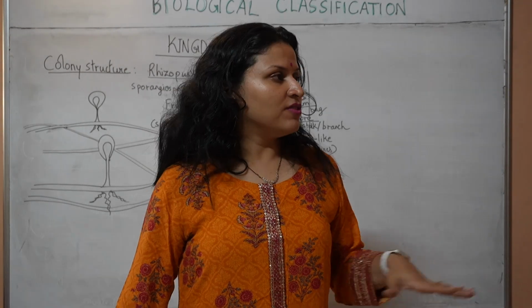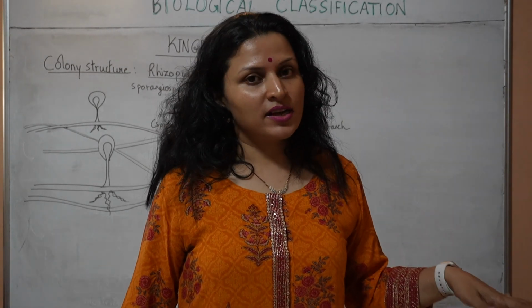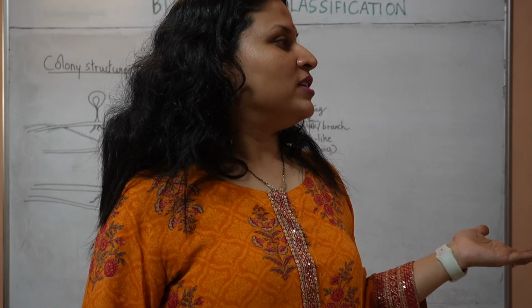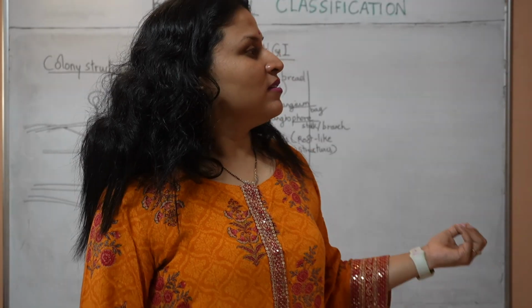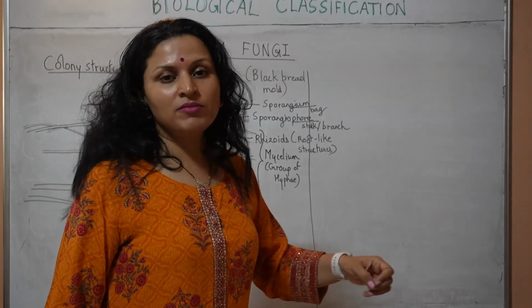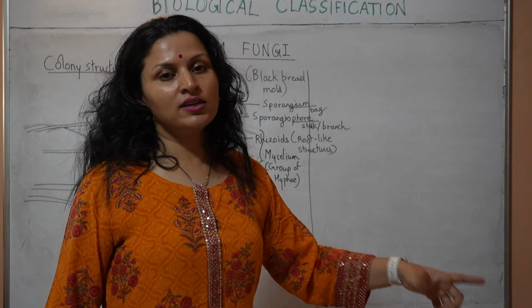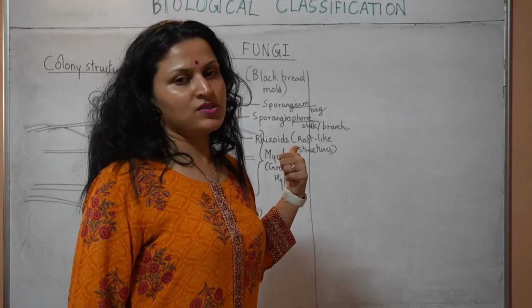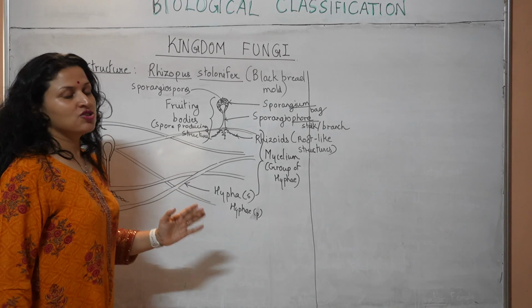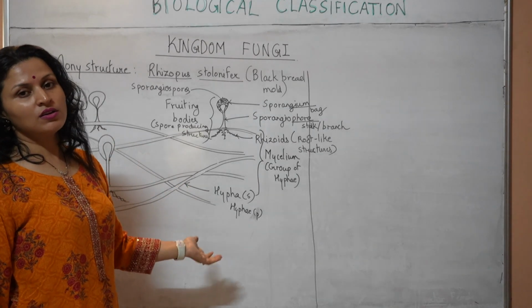Wherever they settle, if the conditions are favorable, if it is nice decaying, rotting matter, then those spores are going to germinate on it and create a new colony: asexual reproduction in Rhizopus. So this is how the structure of a typical fungal colony is.